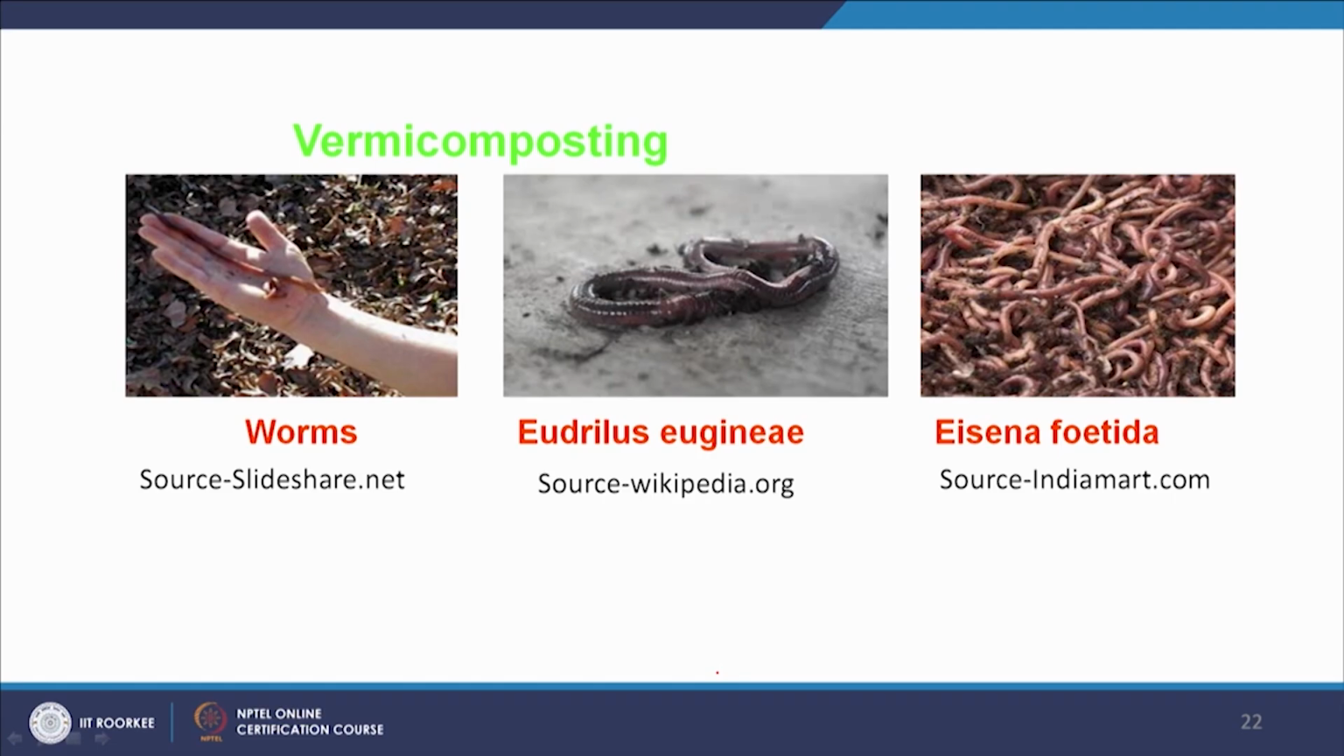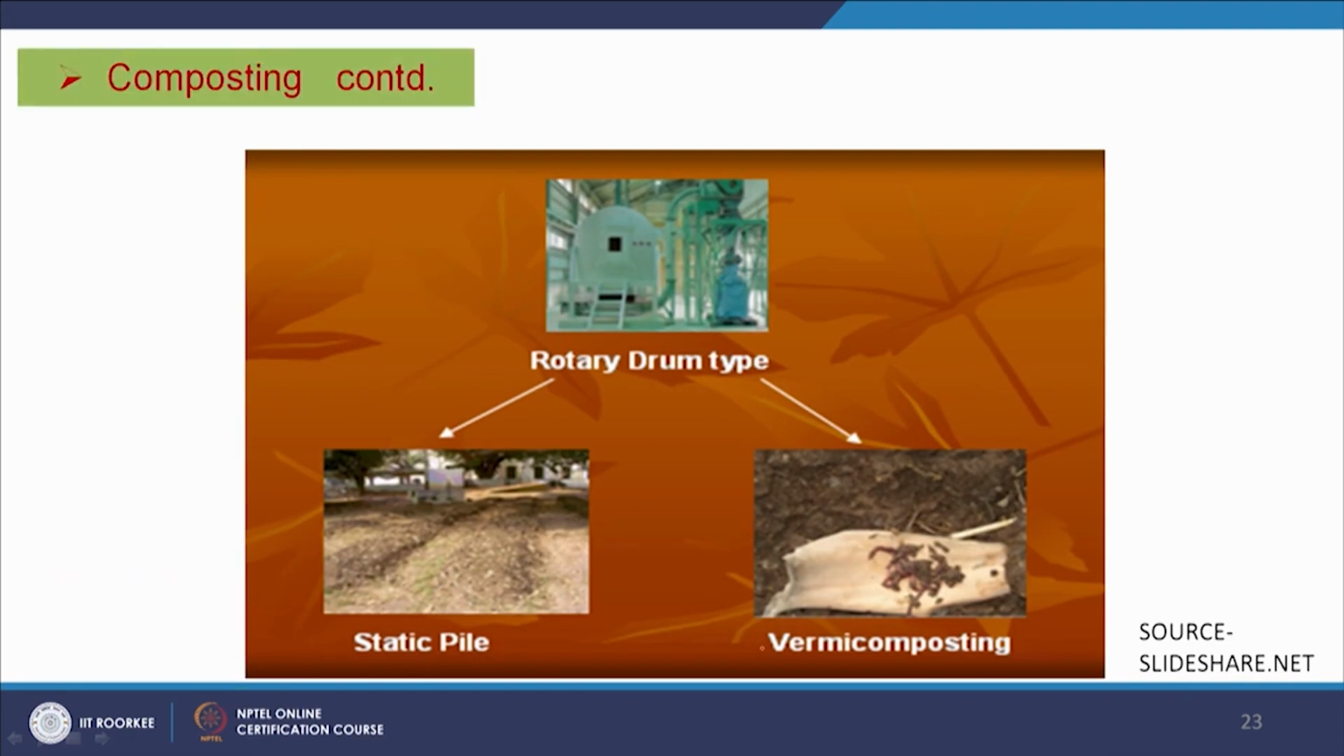Now, this slide shows us some vermicomposting photographs. So, different types of worms are used in this case of composting. Now, this slide shows us static pile, then rotary drum and vermicomposting. So, these are three major types of composting which are used for the production of compost from the solid waste as well as the sludge. The rotary drum type has a higher rate and it is more controlled, the conditions are more effectively controlled. So, these are the different methods which are used for composting.